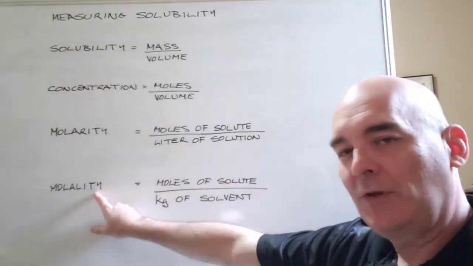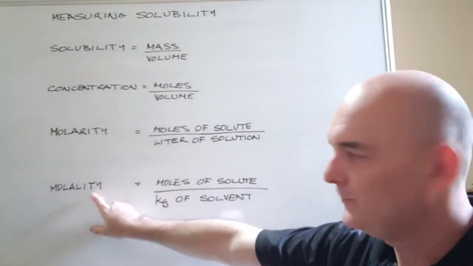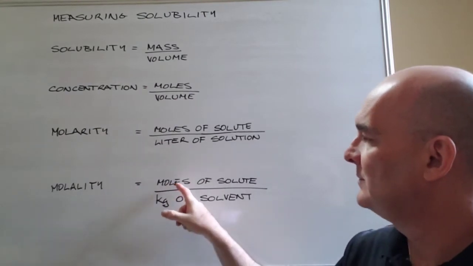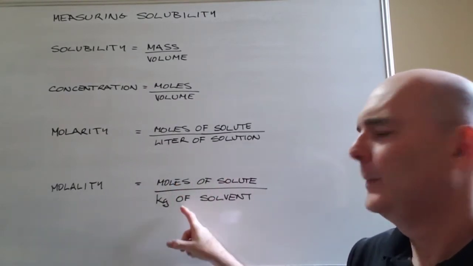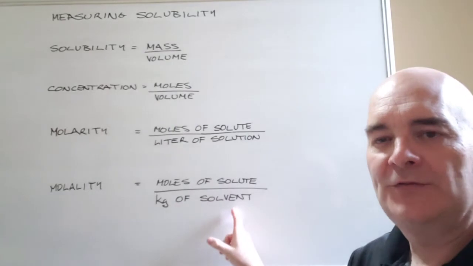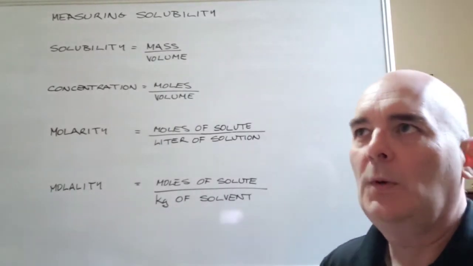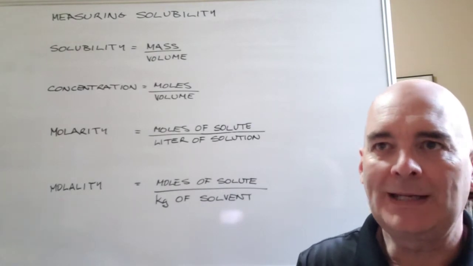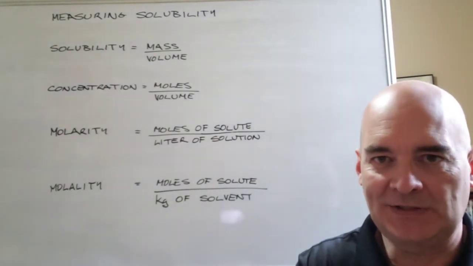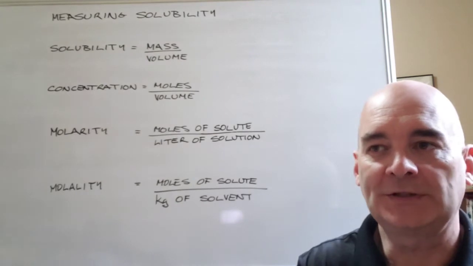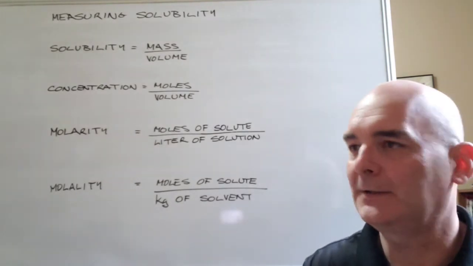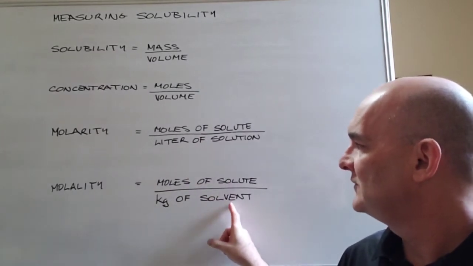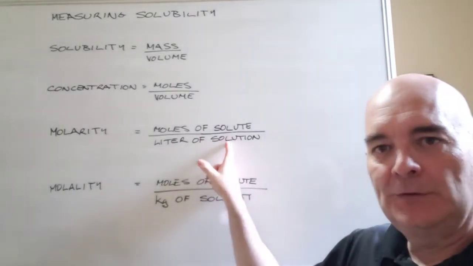A slight twist on that is called molality, and molality is different than molarity in that this is moles of solute per kilogram of solvent. Now, because we're dealing with water, which has a density of 1, 1 kilogram of water is equal to 1 liter. So you might think that these two are the same, but this one says solvent and that one says solution.